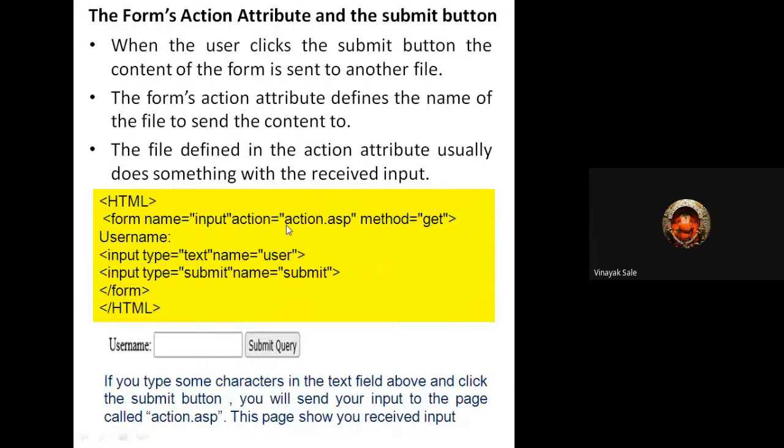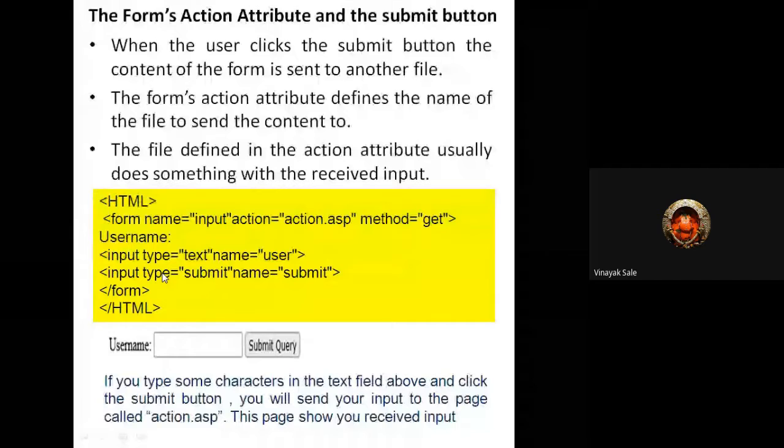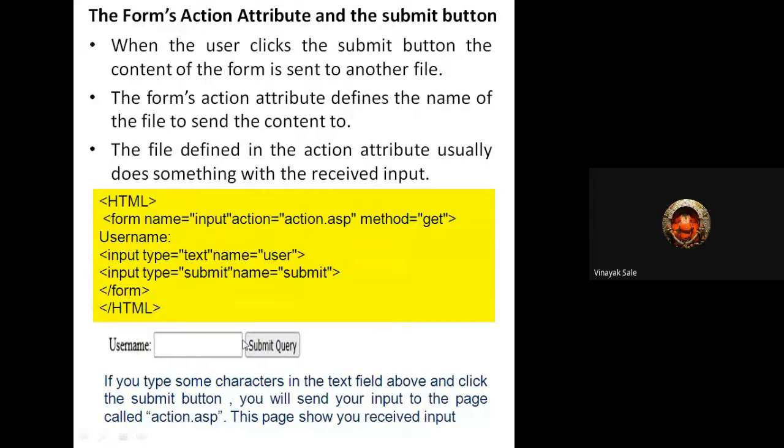Then username, for username input type text, name user, input type submit, name submit form. The output will look like this: username, then there is a box, and then submit query.